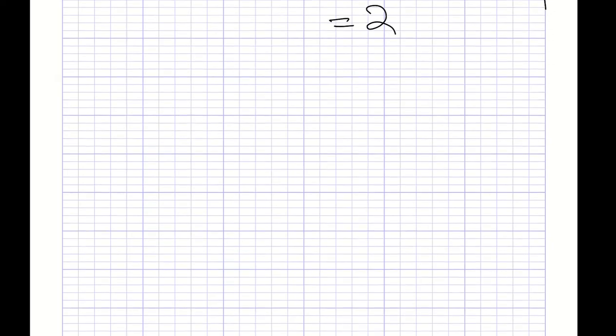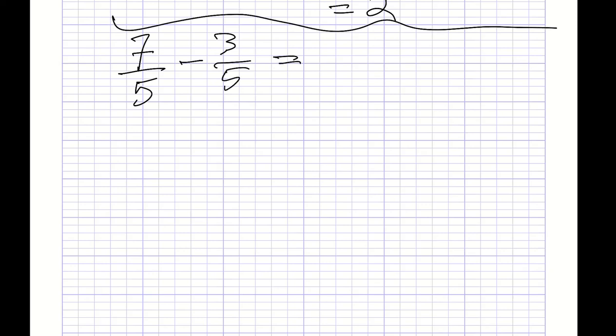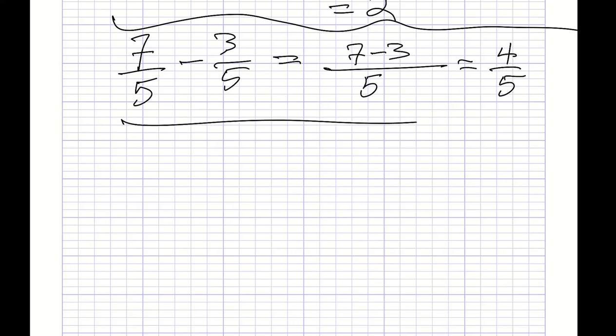Okay, so let's solve another problem. Look at this example here. 7 over 5 minus 3 over 5. The same thing. Follow the same process. You write 5 there. 7 minus 3 is the same thing as 4 over 5, and it's reduced. Okay. And let's look at another example. 8 over 13 minus 7 over 13, right?